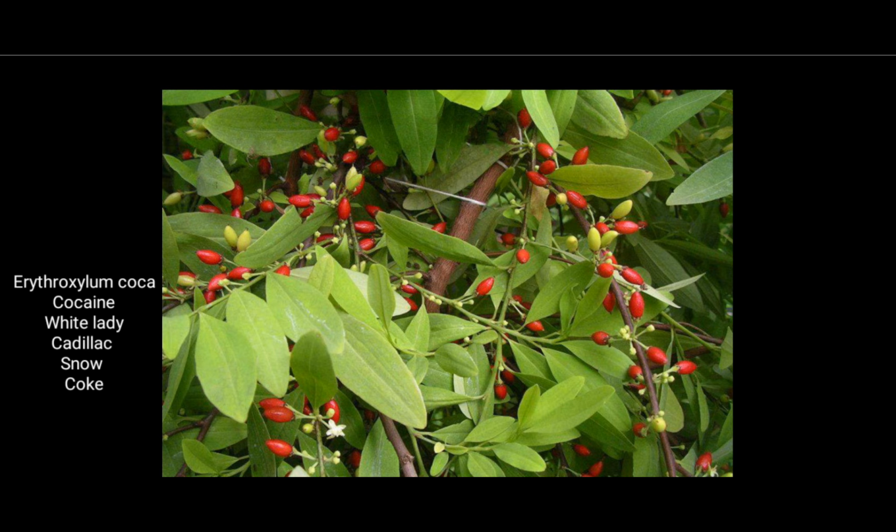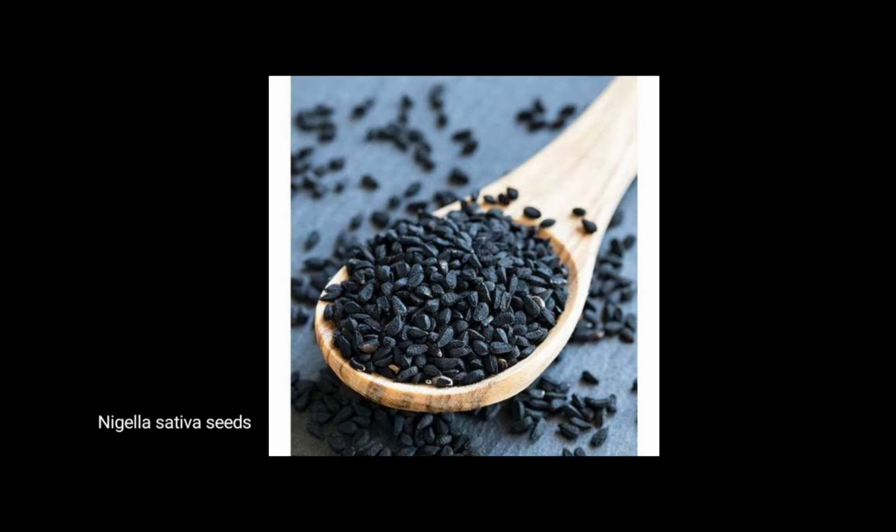So how will we identify it? In Atropa belladonna, it was greenish and blackish seeds. Here we will have reddish and greenish. So red and green are here, and white flowers. Then next are the seeds of Nigella sativa.